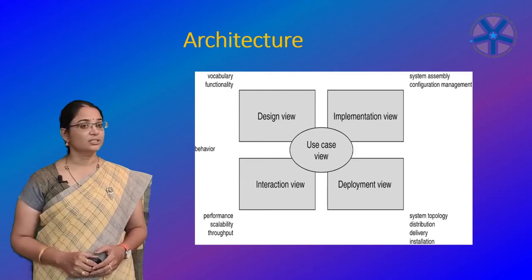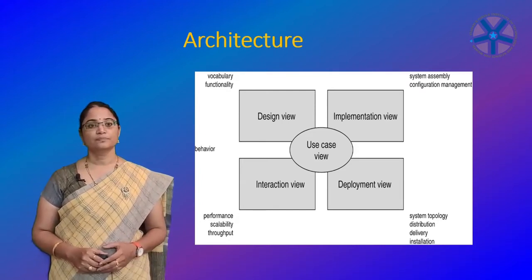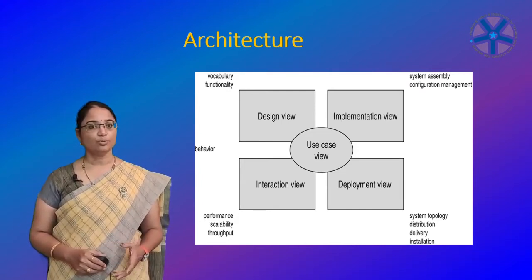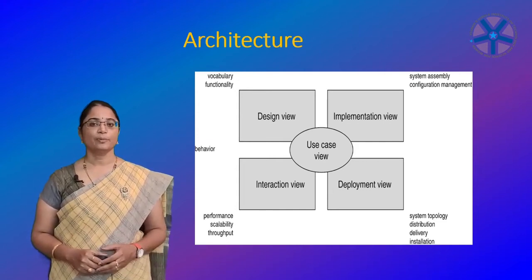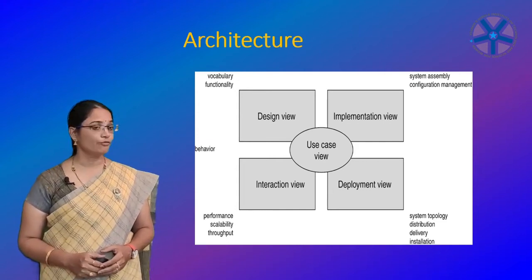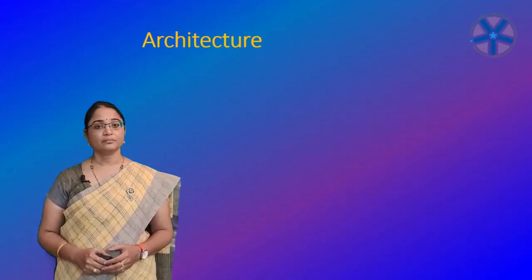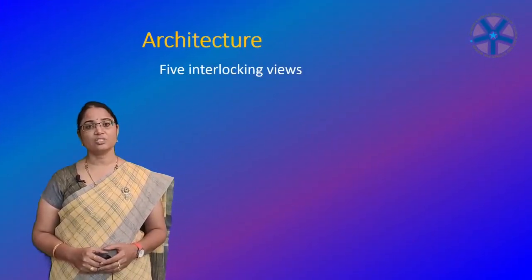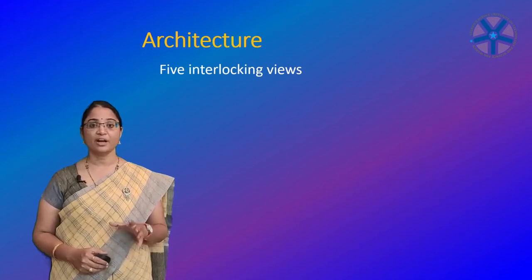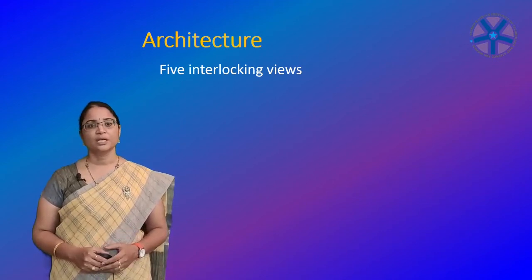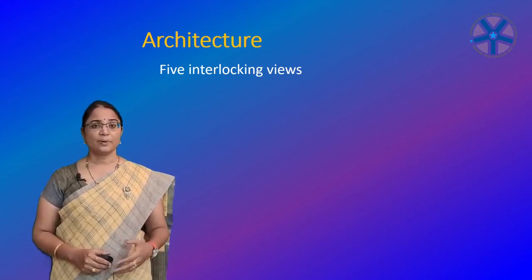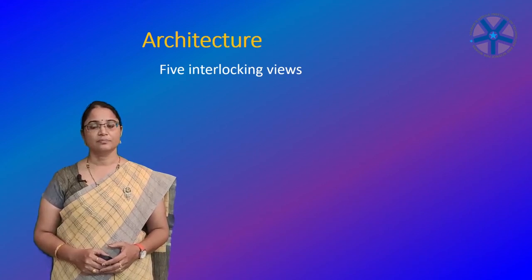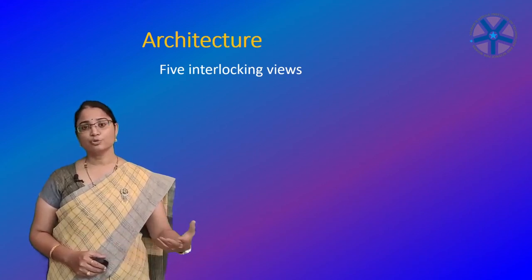If you see the figure, it is having 5 views. Okay, so design view, implementation view, use case view, interaction view, deployment view. Let us see these all 5 views in detail. The architecture of a software intensive system can best be described by 5 interlocking views. Each view is a projection into the organization and structure of the system, focused on a particular aspect of the system. Here, let's see the views one by one.